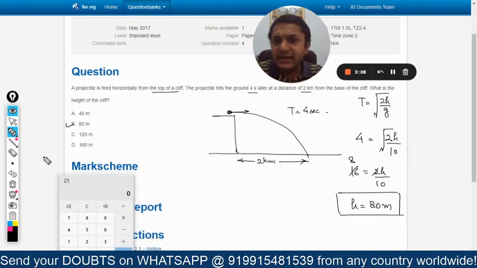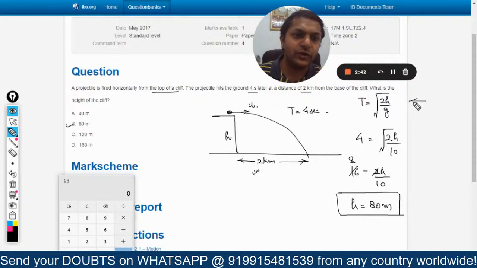So in this question, as we can see, the data that is given to us is more than what is actually required. It is done generally to confuse the student. So don't get confused. Range is a completely different thing. As far as the time of flight is concerned, it is based only and only on one thing: the height of the building. It is independent of the velocity u.